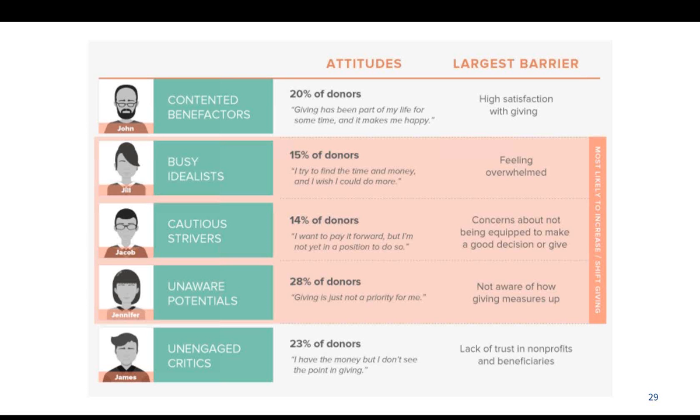Then there's unaware potential. These are people who could give and just haven't quite tapped that part of themselves for one reason or another. And then on the other side of this, there's the unengaged critic. They are like the exact opposite of the contented beneficiary. They don't want to give you any money, and they're mad about it. No kidding, but they are very much disengaged and very much not ready to invest in those ways.